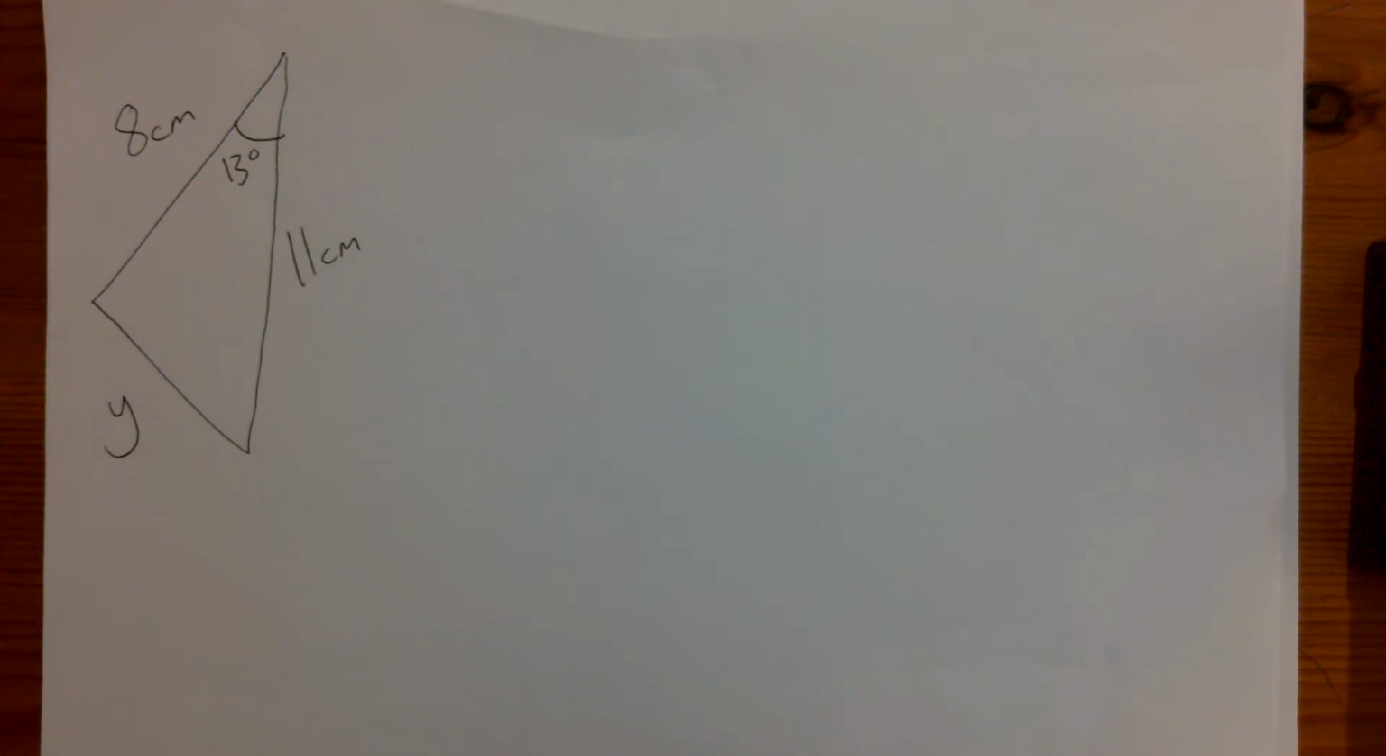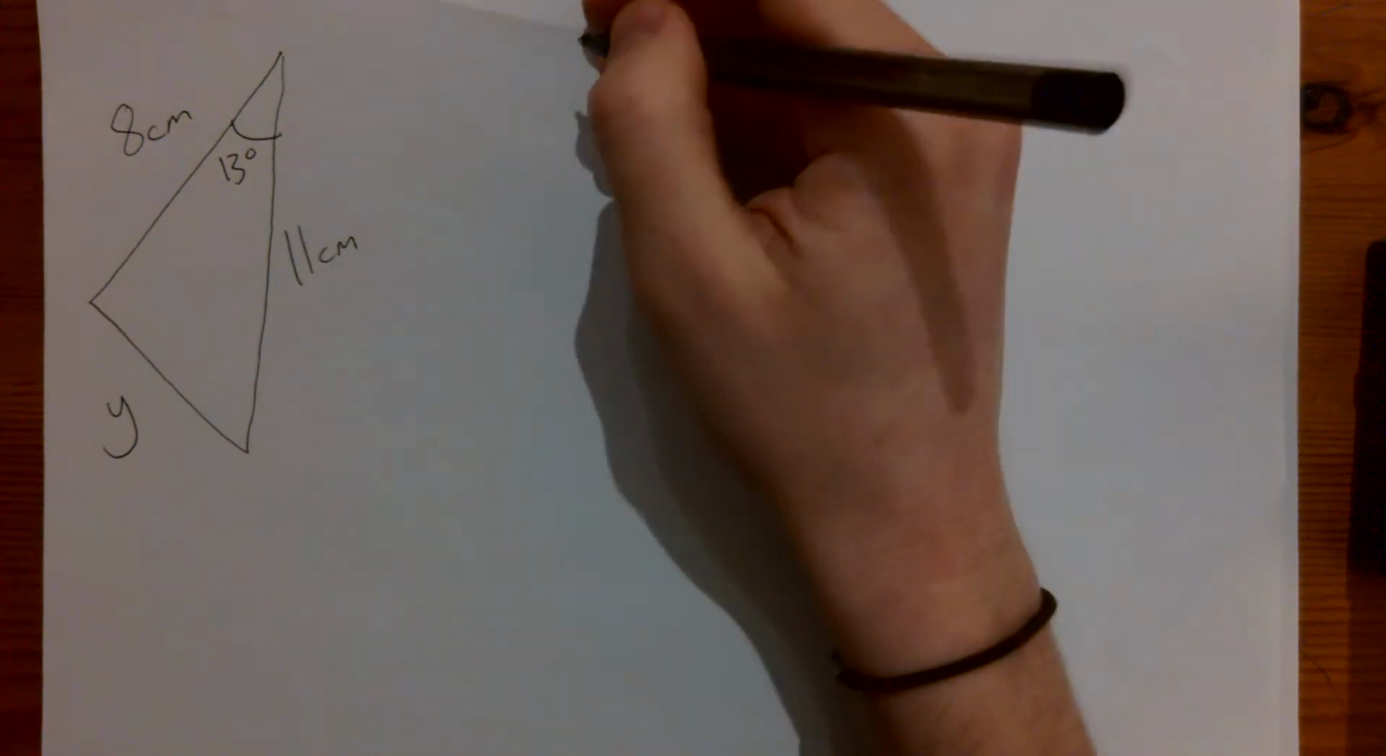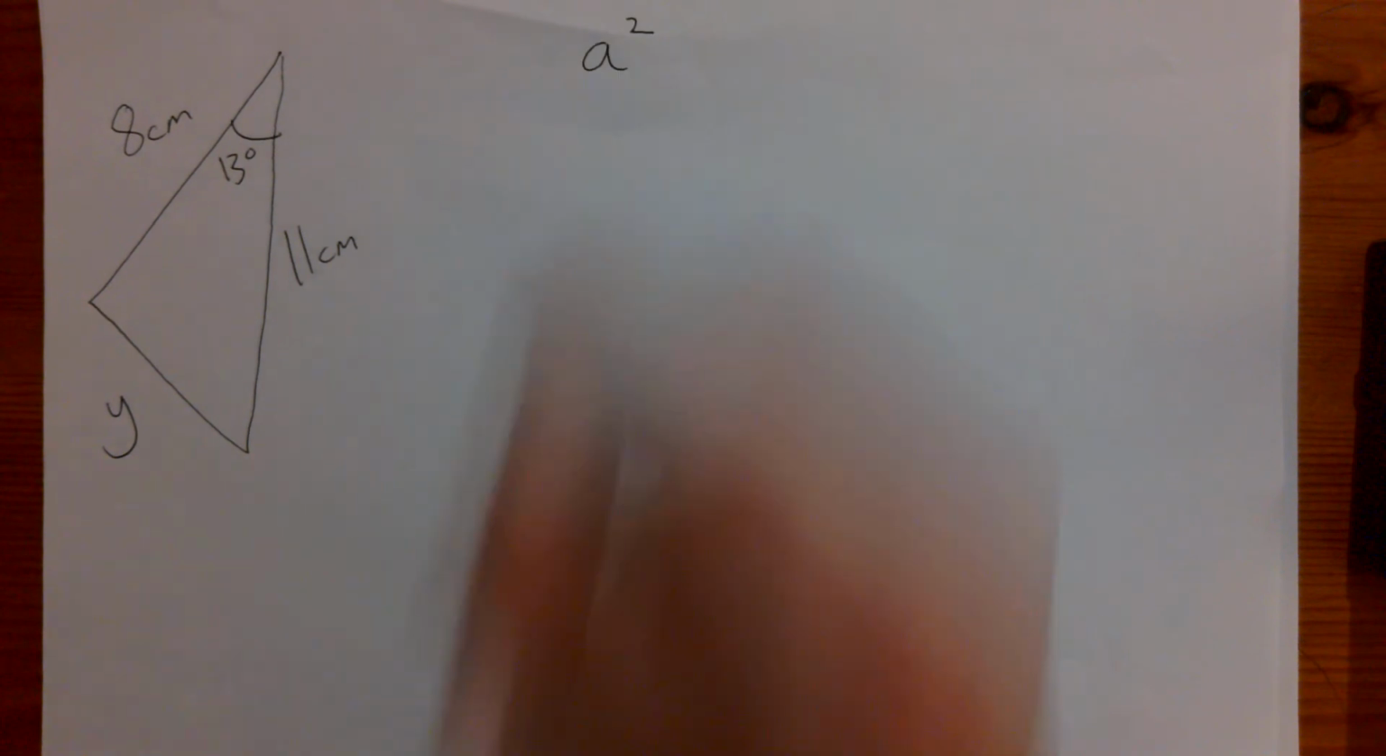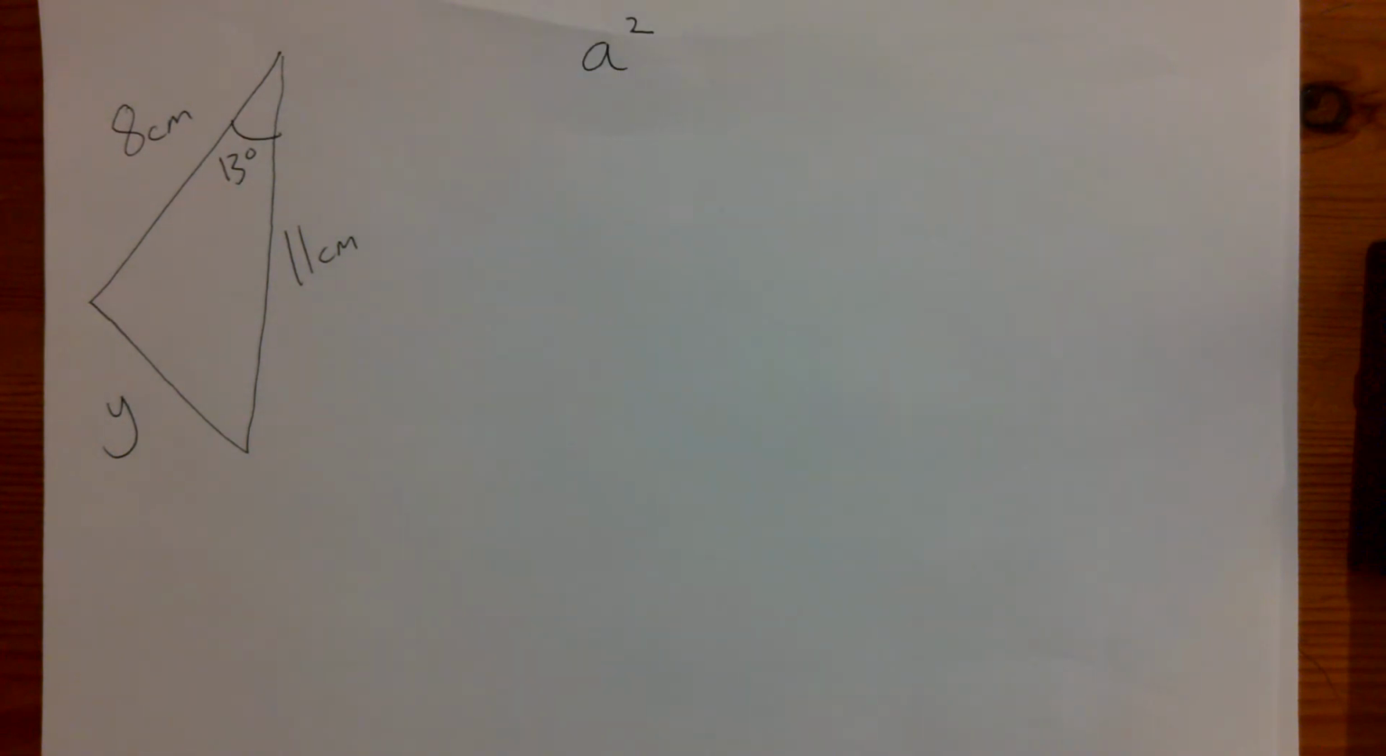As best you can, write down the cos rule for when you're using it for a side and label the angle and the sides. I'll give you a head start, I'll give you a clue. It starts with a squared. How well can you remember that?